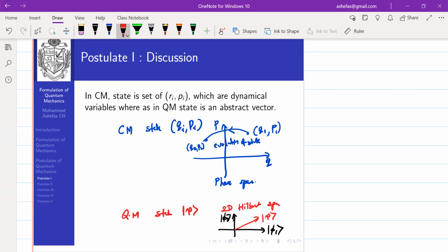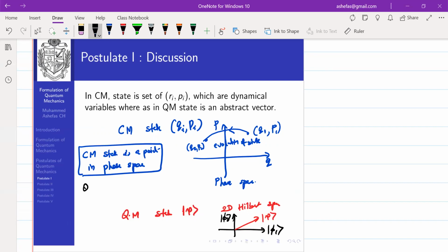So in classical mechanics, the state is a point in phase space, whereas in quantum mechanics, the state is a vector in Hilbert space.